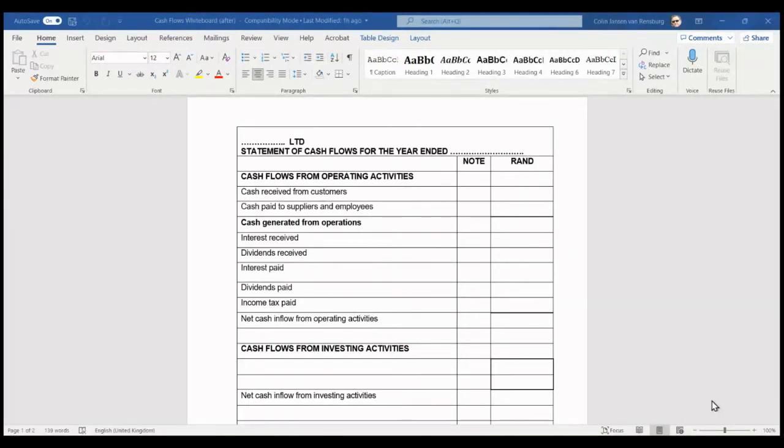Debtors journal, thank you, Lisa. Debtors, thank you, Vimbanashe. Thank you, Asemashle.